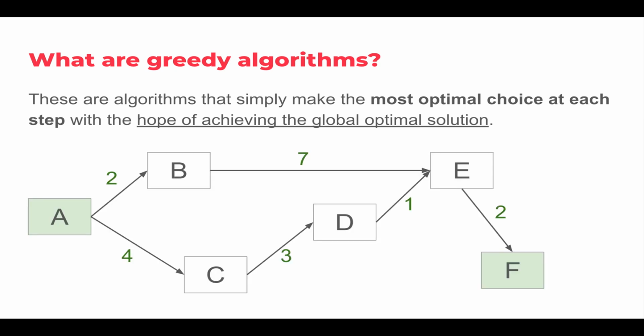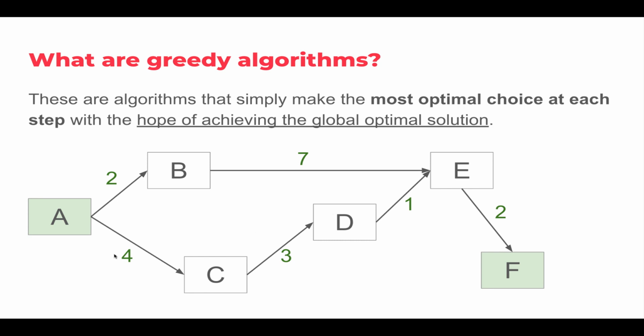Okay, so let's put this into practice to understand it better. Let's take an example of a graph. This is a graph of places, and you can see we have edges between the different nodes of my graph that represent the distances between these particular points. Let's imagine we want to get from point A to point F, the points marked in green here. How will my greedy algorithm approach this particular problem?